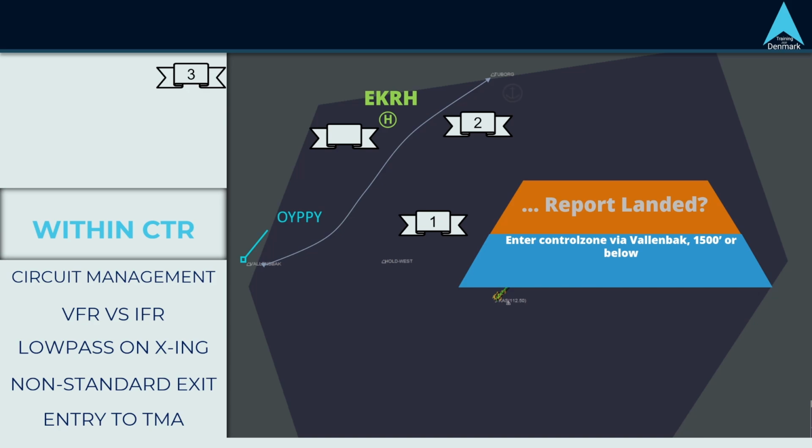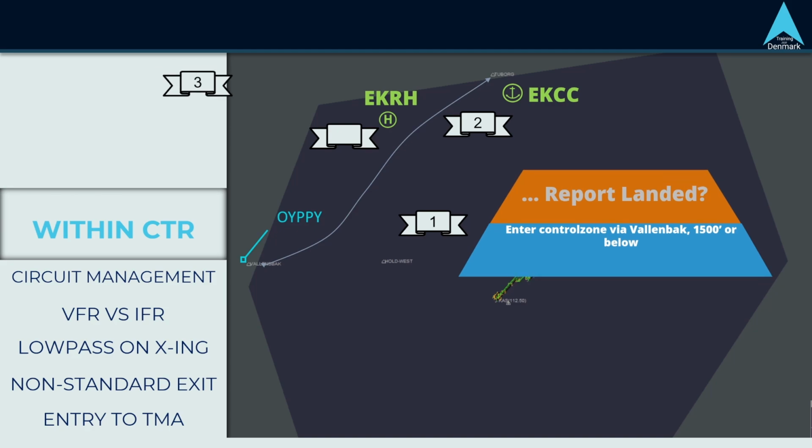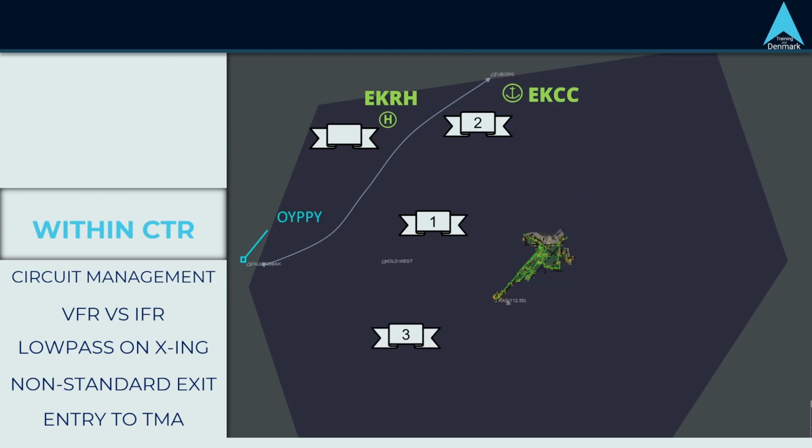There's also another airport, in case you didn't know. Echo Kilo Charlie Charlie, the seaport. And if you have the seaplanes coming in, it follows the same logic. Enter control zone 1,500 feet or below for landing at Echo Kilo Charlie Charlie, report landed. Something like this. 3. If they cross the airport because they need to go east, then you have to choose the best possible path for them.